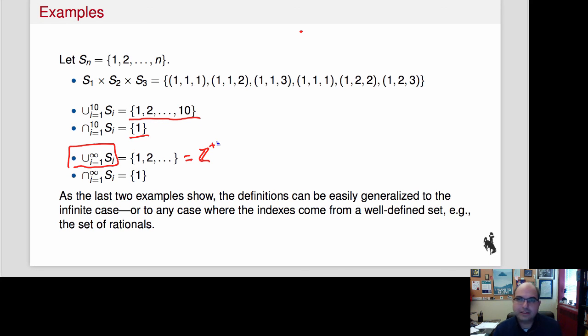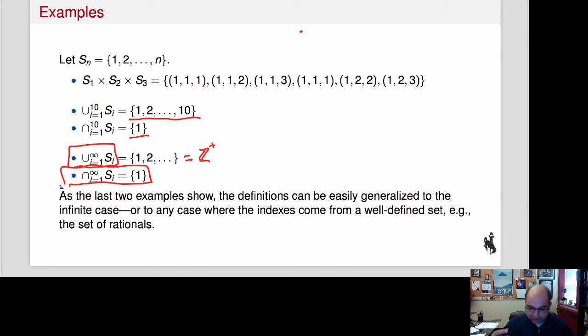Okay, so why is that? Well, pick any number in Z plus. Let's say we pick 100, okay? Well, that's going to be in S sub 100. So yes, it is in that union, okay? It just has to be in one of them, right? And obviously it can't be anything else, because those are the only positive integers that show up in any of the S sub I. What about that infinite intersection? Well, again, the only number that's in all of the S sub I is 1, so that's the answer, okay?